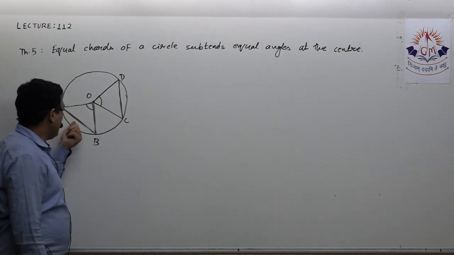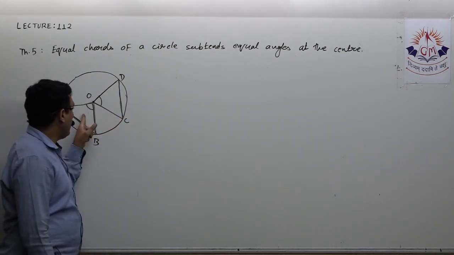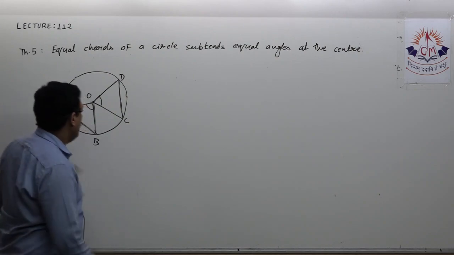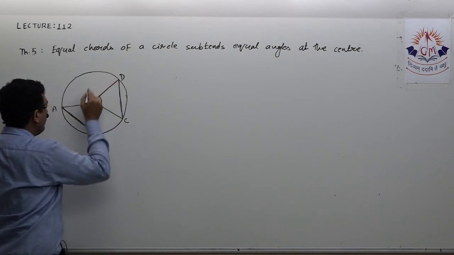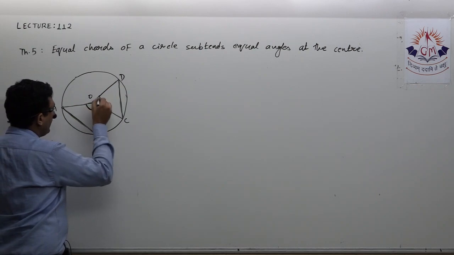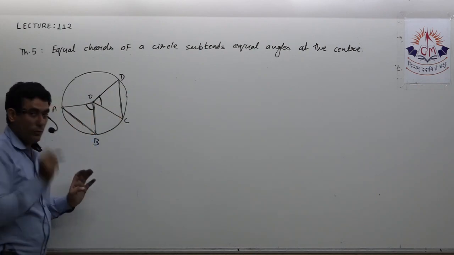Here we'll write AB equal to CD, so we have to prove angle AOB equal to angle COD. It's very easy. I will give you its proof orally. To prove these two angles are equal, we need to prove these two triangles are congruent.